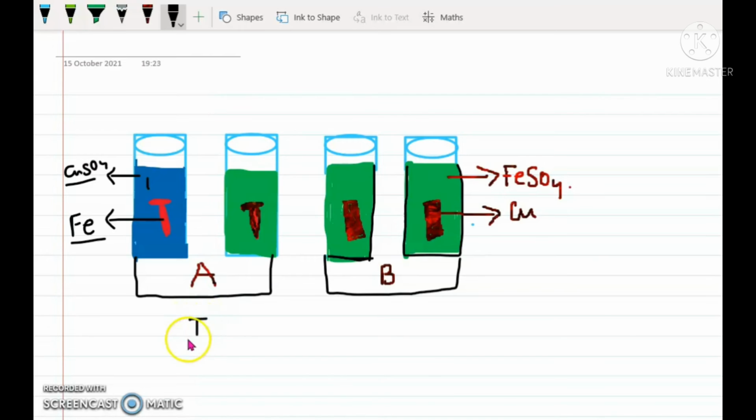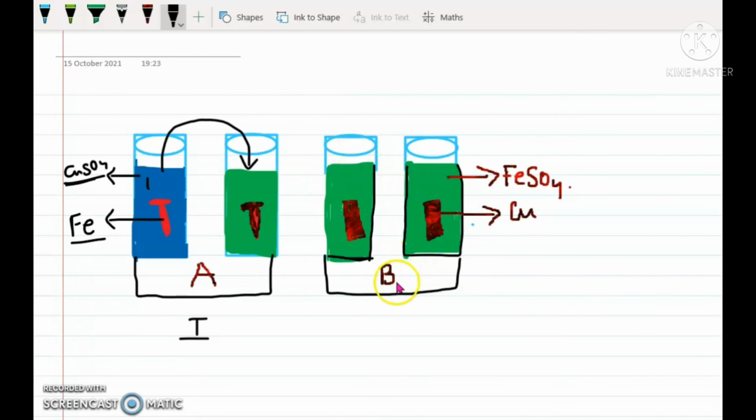After the observation of time t, it was observed that the color of the copper sulfate solution changes. It is a very important sentence which you should keep in mind, that the color of the copper sulfate solution fades and turns into a green color solution. You also observe that the shining nail has got a brownish coating over itself.